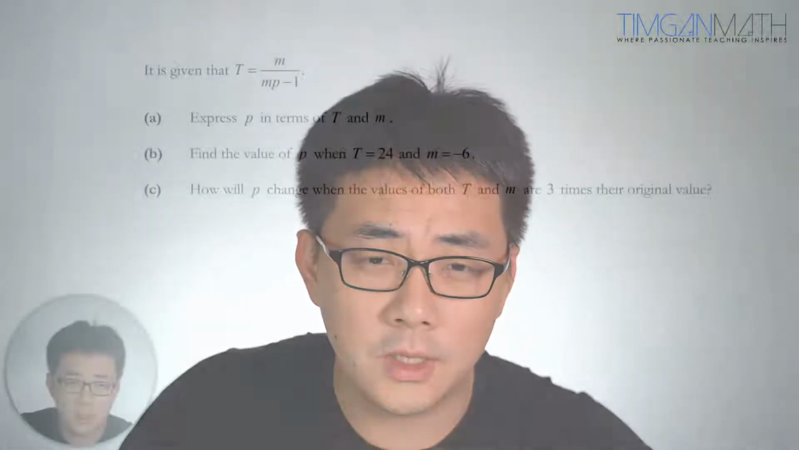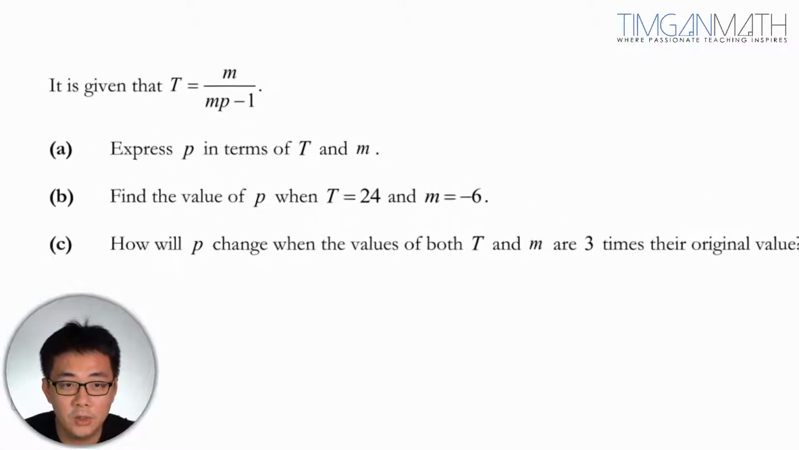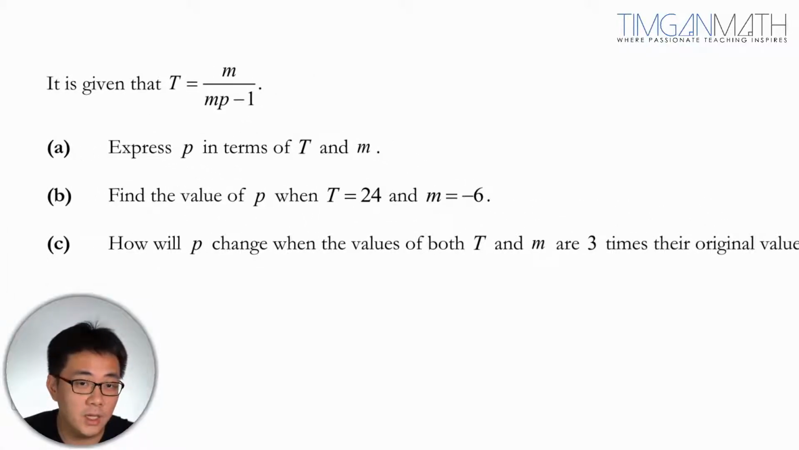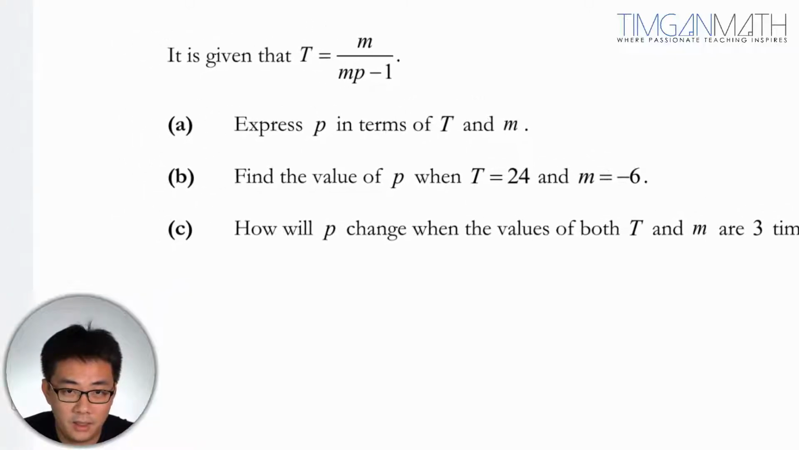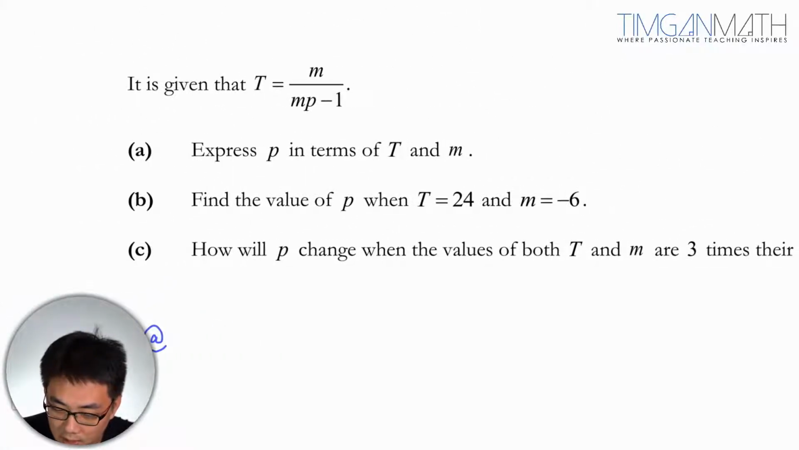So let's look at this question here, which is on direct proportion, I believe. Or is it actually inverse proportion? Or just the equation? Let's see how we can do this proficiently. We are told to express p in terms of t and m. I think that's pretty okay. This is just normal algebra, so we're going to make p the subject.